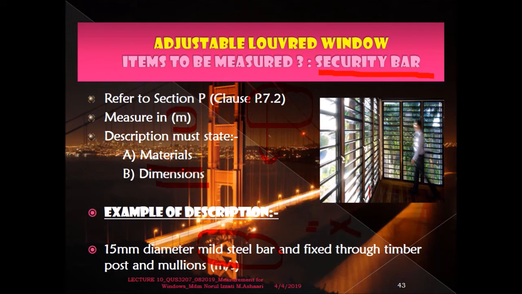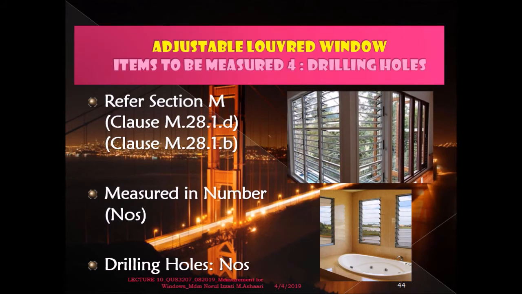The clause that you have to refer to is different, because section P is for architectural work. Section F, bar reinforcement, is for the structure or part of the concrete work. So we cannot refer to section F in measuring the security bar, even though the security bar is made from mild steel bar. Right, once you have the security bar, of course you need to measure the drilling holes. This is for you to install the security bar.